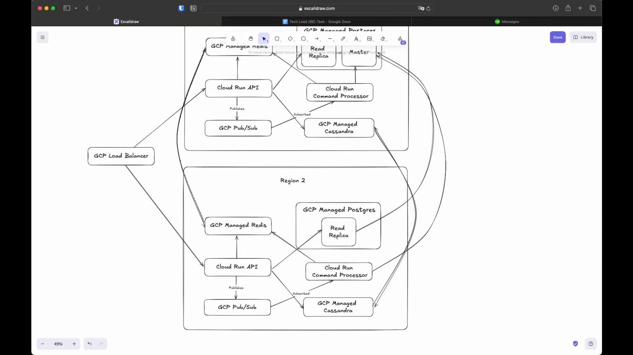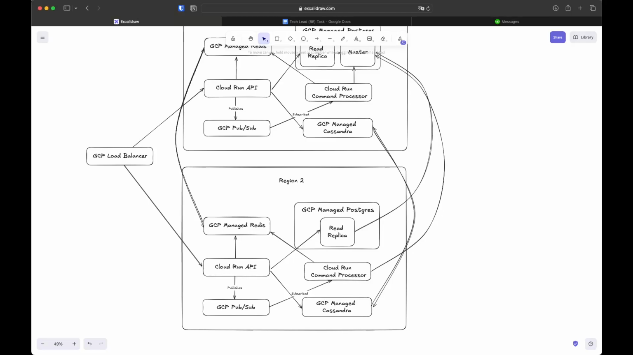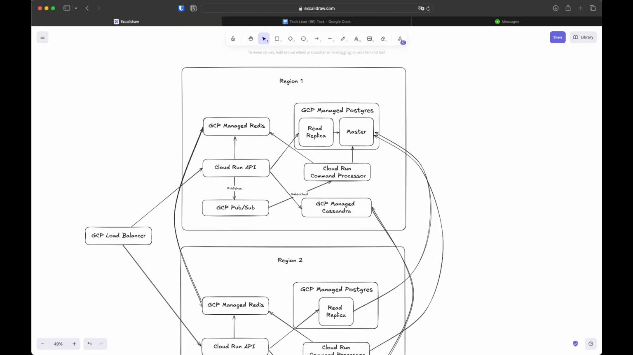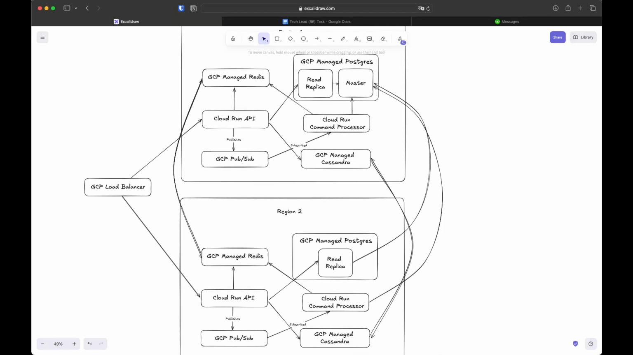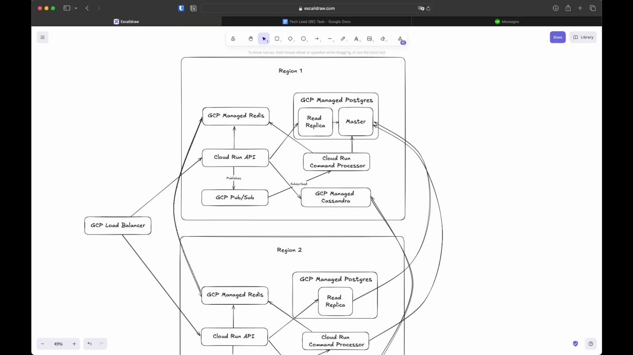And then Cassandra is also replicated among the regions, so those replicas are interconnected and synchronized. The same for Redis, which is also interconnected. So that's how we can have it deployed multi-region, horizontally scalable, and in a highly scalable manner. So yeah, this is the proposed cloud deployment infrastructure.